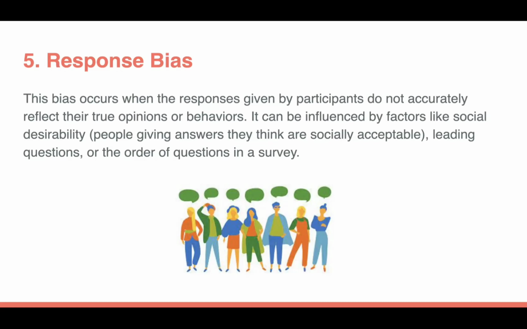Response bias. This bias occurs when the responses given by participants do not accurately reflect their true opinions or behaviors. It can be influenced by factors like social desirability, people giving answers they think are socially acceptable, leading questions, or the order of questions in a survey.